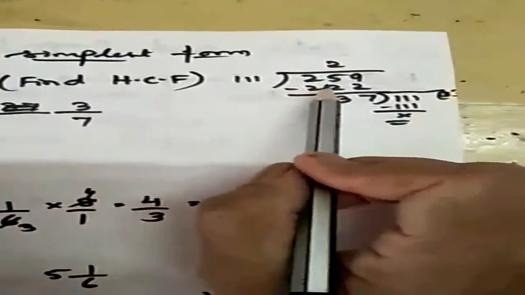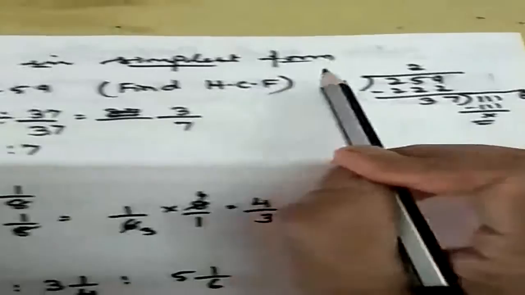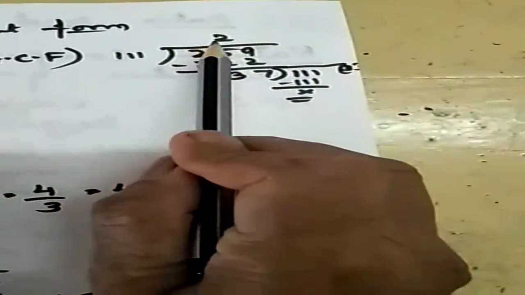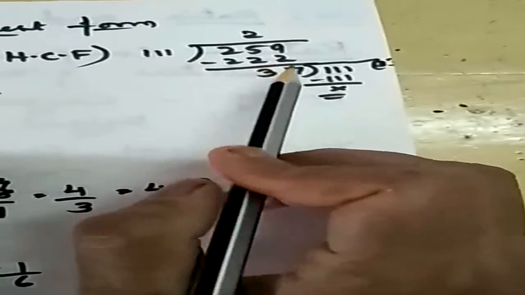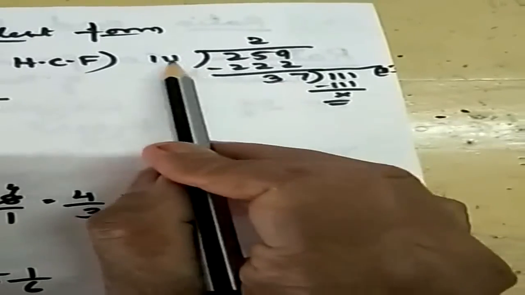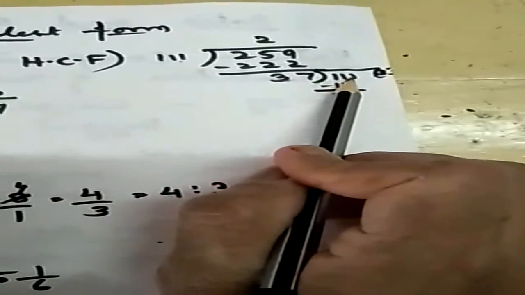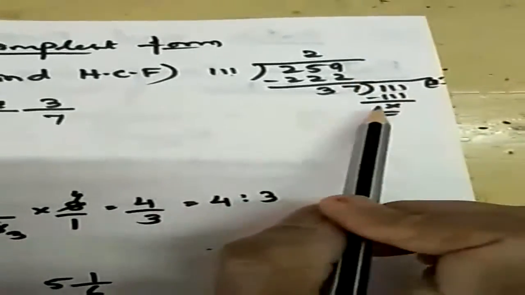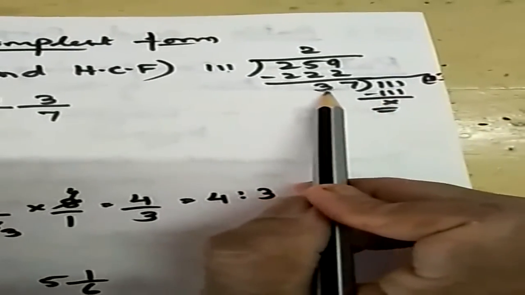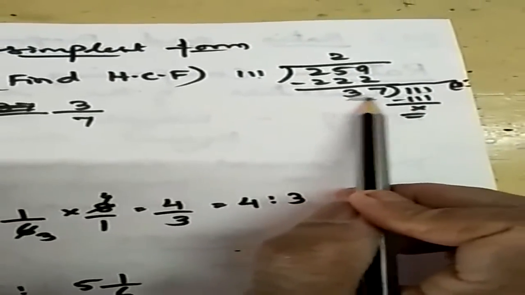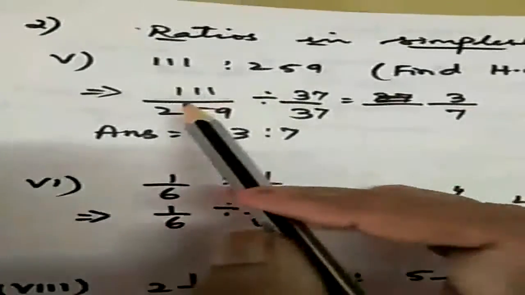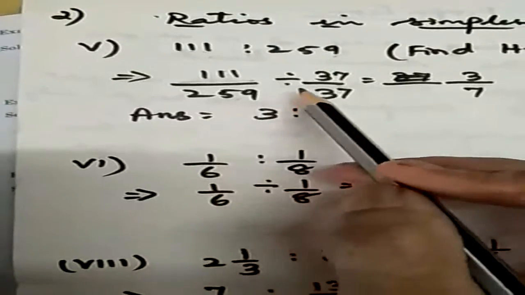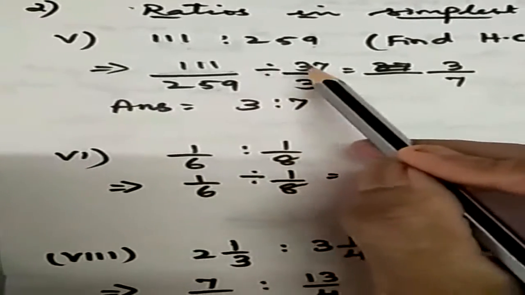You know how to find the HCF: bigger number divided by the smaller number, that is 259 divided by 111. So 111 into 2, 222. Then you are getting 37. Then again the last divisor you will take as dividend. Then 37 3s are 111. Now you got 0. So what is the last divisor? You got 37. That means this 111 and 259 will get divided by 37.